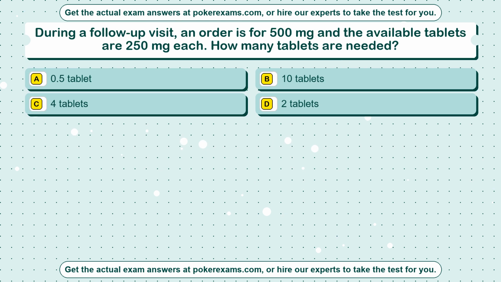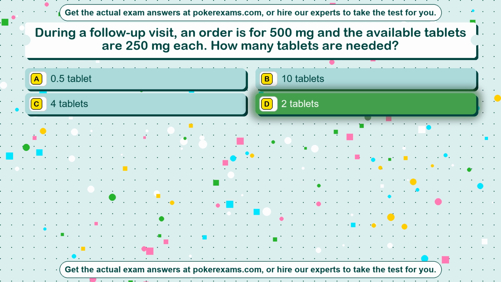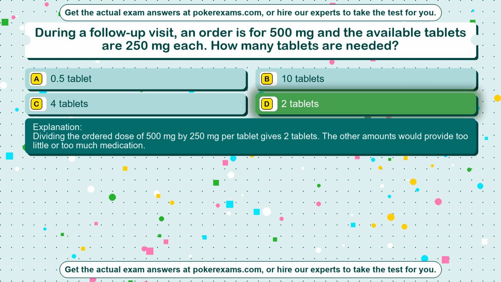Question 100. During a follow-up visit, an order is for 500 milligrams and the available tablets are 250 milligrams each. How many tablets are needed? Option A. 0.5 tablet. Option B. 10 tablets. Option C. 4 tablets. Option D. 2 tablets. The correct answer is option D. 2 tablets. Dividing the ordered dose of 500 milligrams by 250 milligrams per tablet gives 2 tablets. The other amounts would provide too little or too much medication.